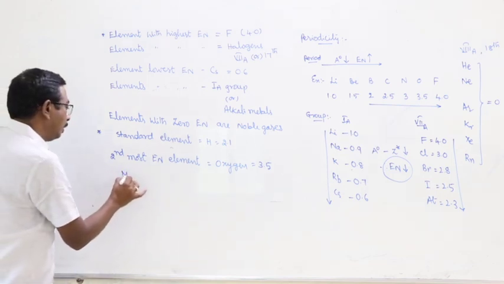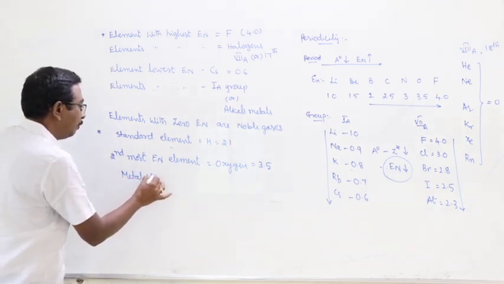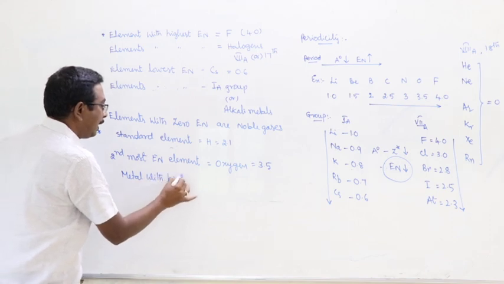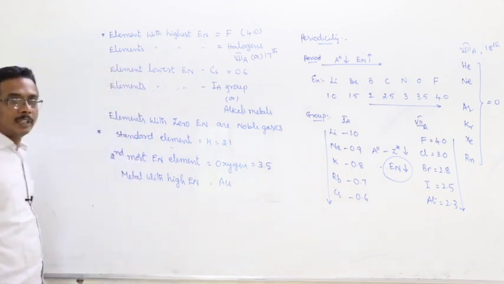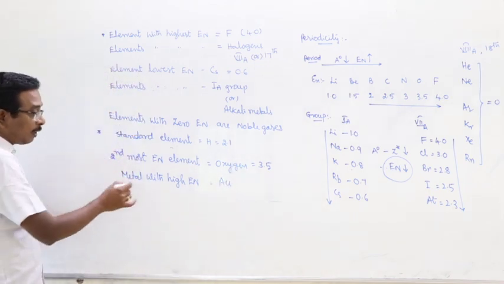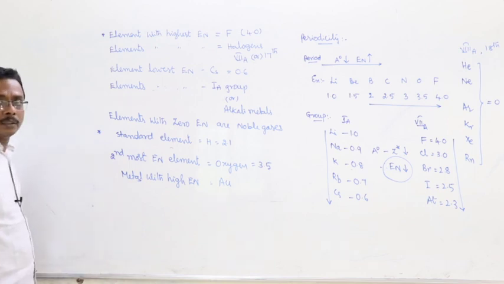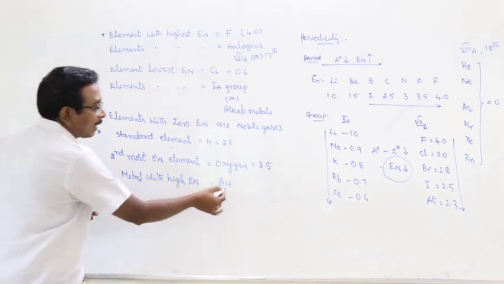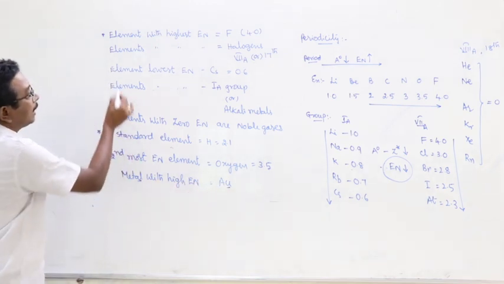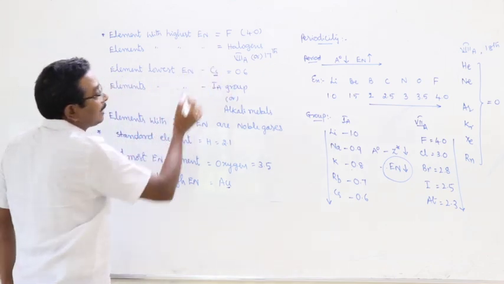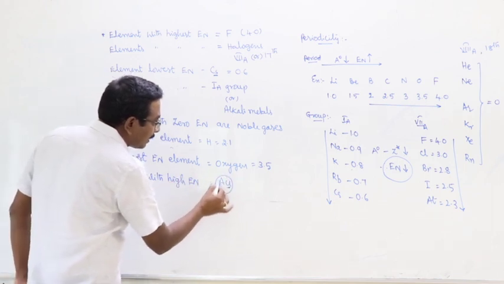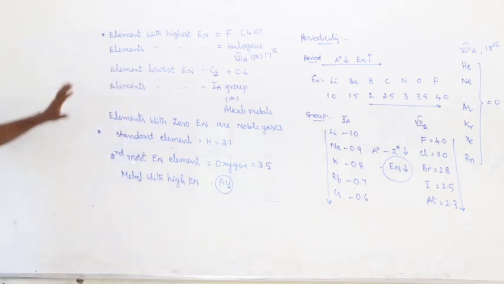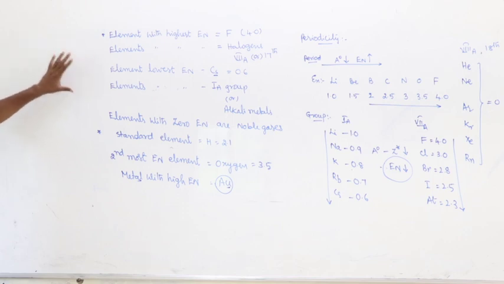Next, metal with high electronegativity, Rm. Actually, you should not use the word electronegativity for a metal, even though we can give the statement. Next, the element with the lowest electronegativity is cesium, 0.6. The metal with the highest electronegativity is Rm. This is about the important points that are related to the electronegativity.